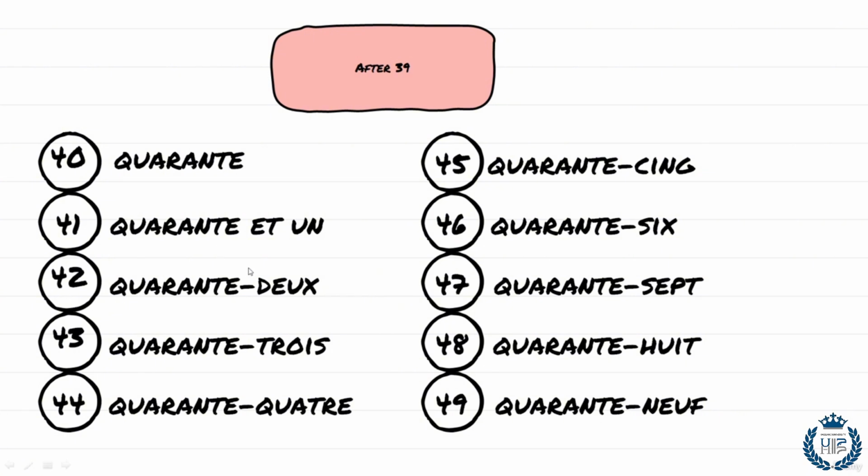50, 51, 52, 53, 54, 55, 56, 57, 58, 59. Okay, très bien. Then let's move on to numbers after 59, which is from 60 to 69, which will be the last numbers we will be reviewing for today.